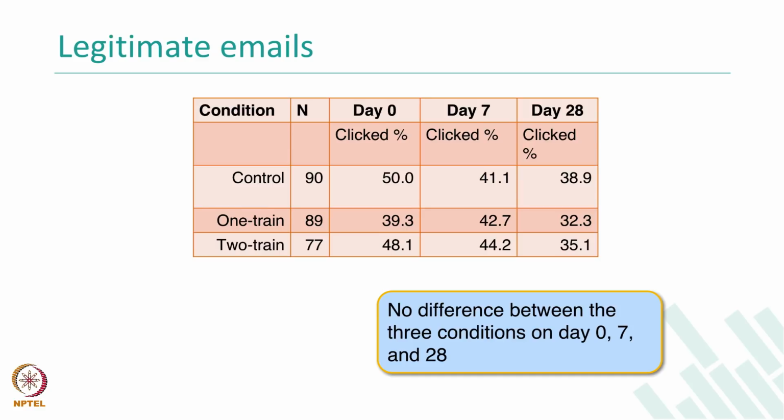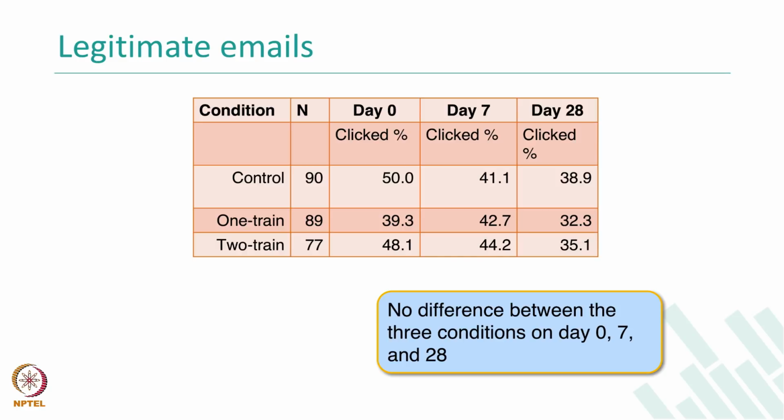So what does this mean? This means that whatever condition you are in, 1 train, 2 train or control, there is no difference in clicking on the legitimate email between the different conditions on different days. So that's looking at the columns. You can also look at the rows now.